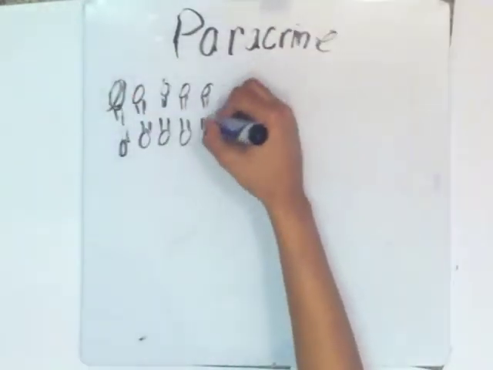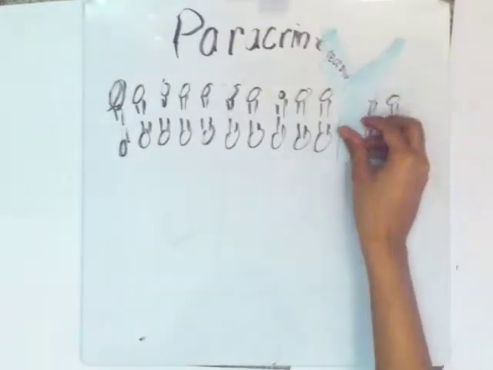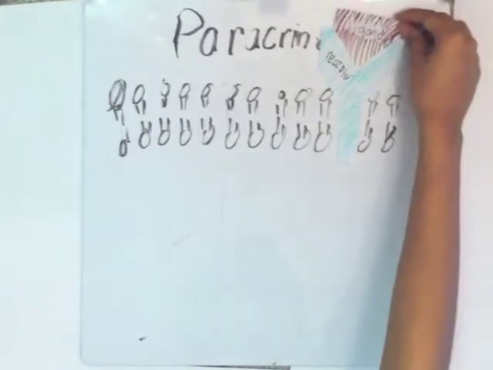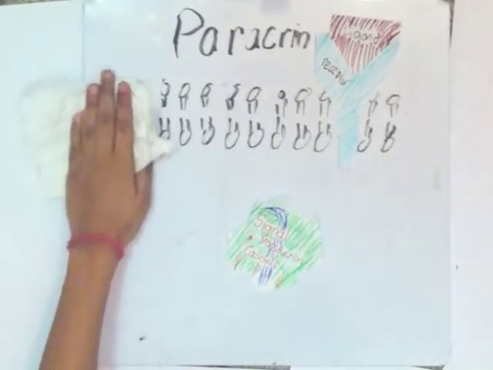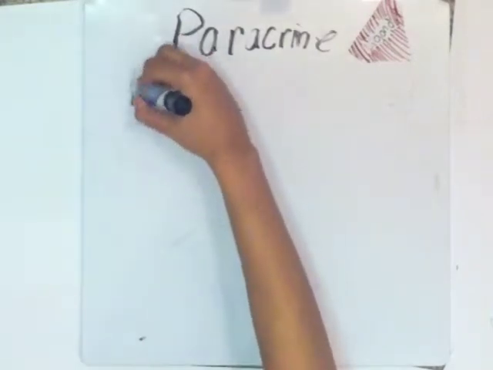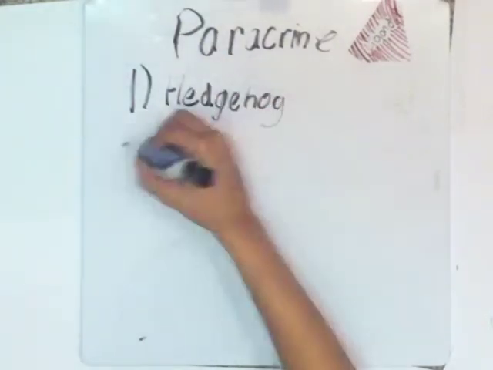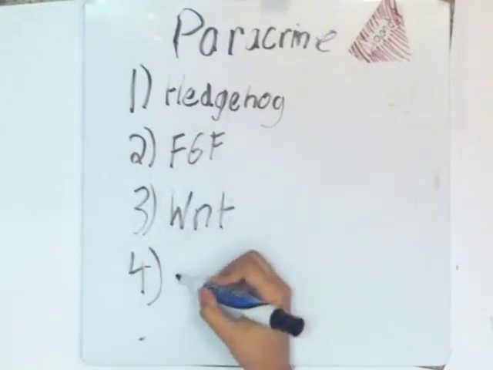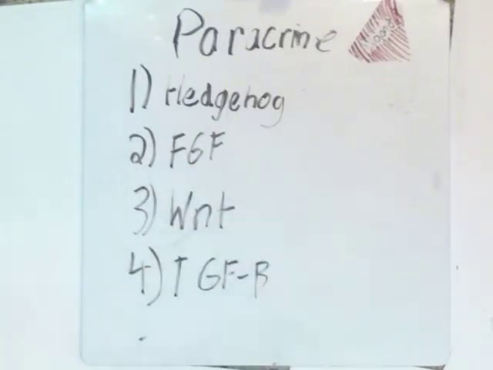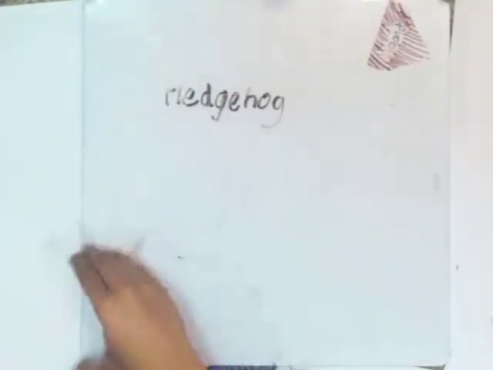Paracrine signaling pathways involve a ligand binding to a protein involved in cell signaling. This results in a signal transduction cascade which causes changes in the cell. There are four major types of paracrine signaling pathways: the fibroblast growth factor, or FGF, the hedgehog pathway, the Wnt pathway, and the TGF-beta pathway, all of which are important in development. We'll be focusing on the hedgehog pathway.